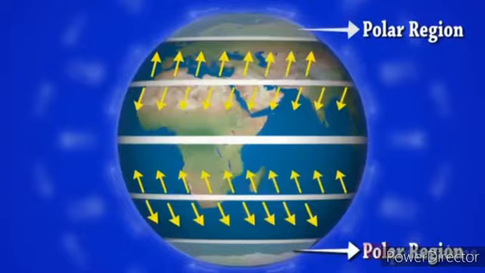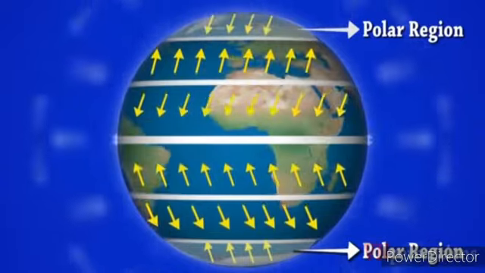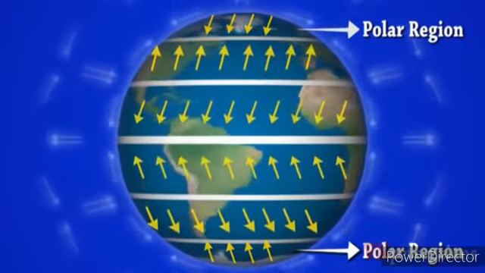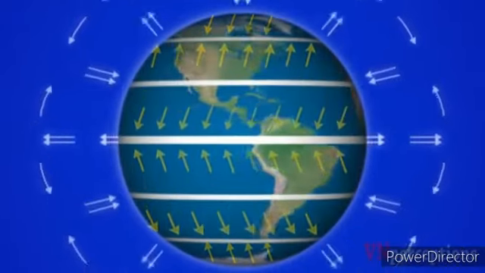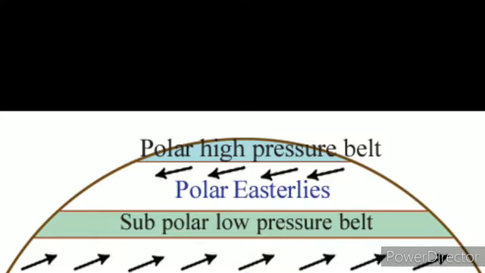The third planetary wind is polar easterlies, the wind that blows from the polar high pressure zone to the subpolar low pressure zone. These winds always start from the east, so they are generally known as polar easterlies.